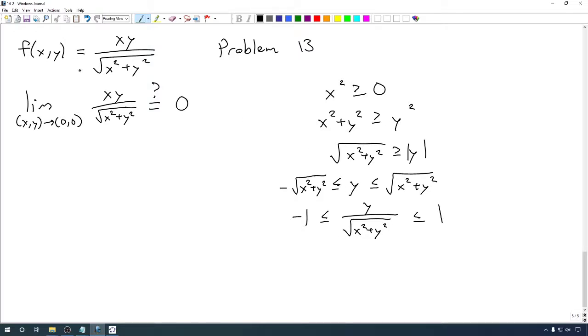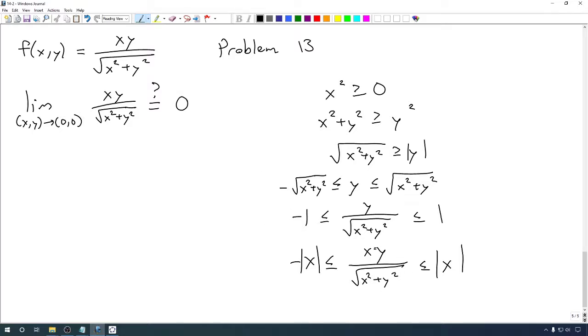Now this is looking very similar to the function that we want. The only thing that's missing here is the x. So let's go ahead and multiply everything by x. Well, this is actually not true, technically. This is only going to be true as long as we have a positive x, because if we have a negative x, it would switch the inequality signs. We end up going the other way. So what we're actually going to do is introduce absolute values here. That xy over the square root of x squared plus y squared is always between negative the absolute value of x and the absolute value of x.